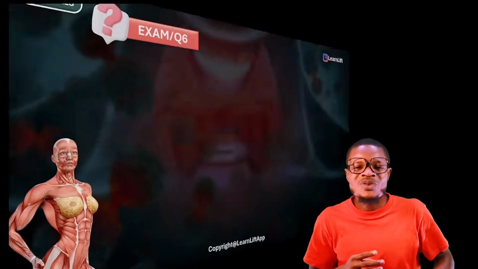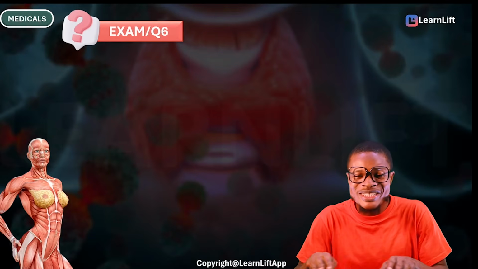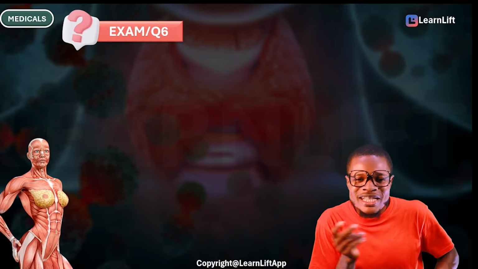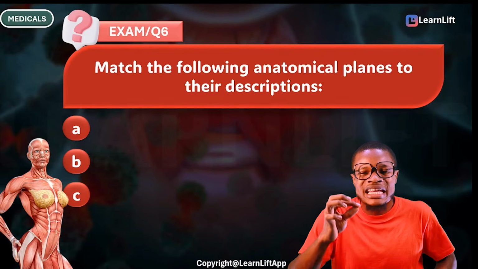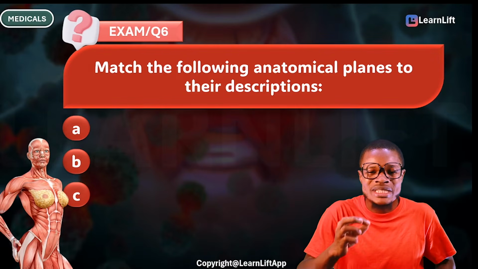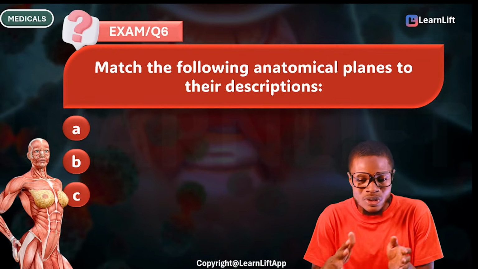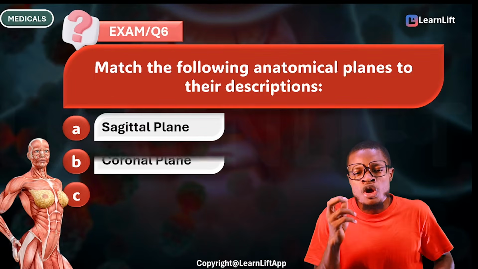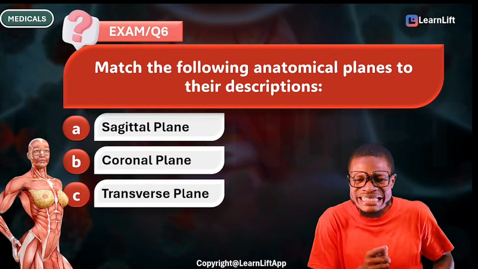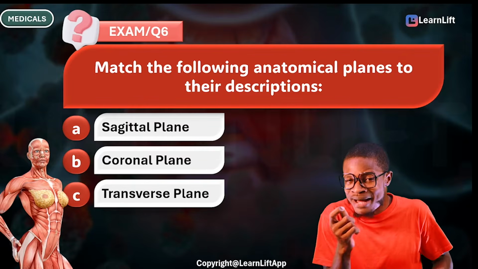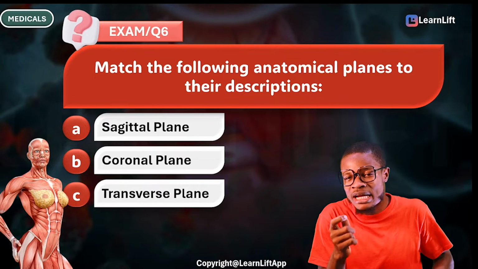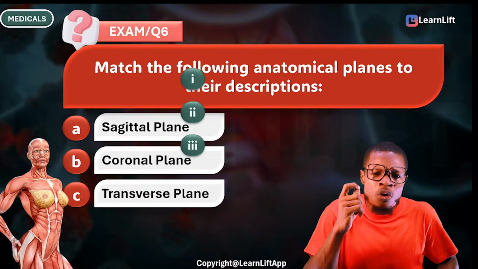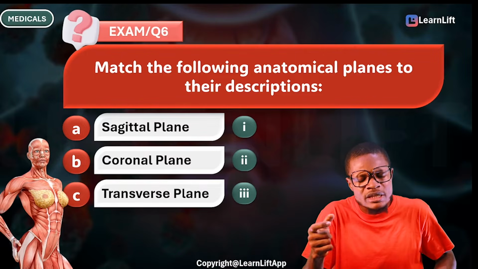Now let's go to the next question, question 6. Let's go, guys. Question 6 says match the following anatomical planes to their description. In option A, we're given the sagittal plane. Option B says coronal plane. Option C says transverse plane. Match the following anatomical planes to their description. We're also given 3 different descriptions to match them with.